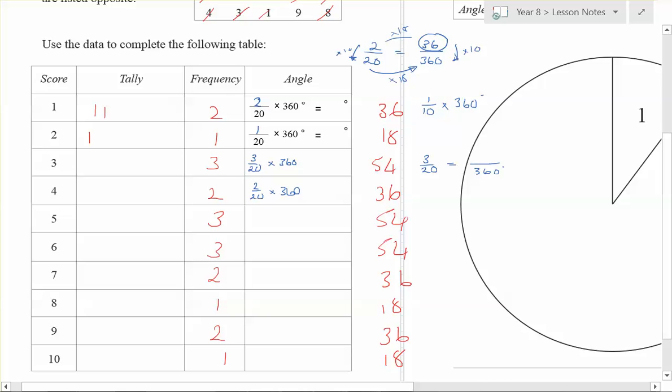Ian? Well, you have to do 360 divided by 20, which would make 18. That means 20 times 18 would make 360. That means 3 times 18 would make. Okay, so if we worked out the 360 divided by 20 makes the 18 again. Yeah, that's one way.